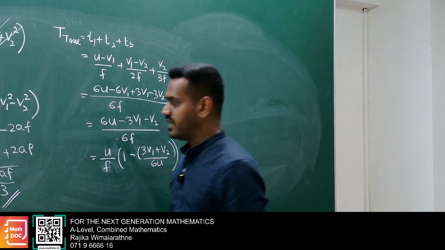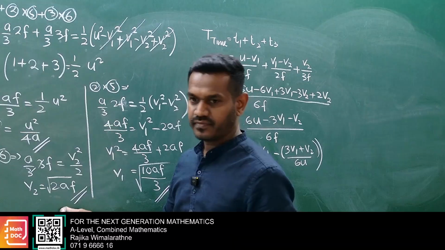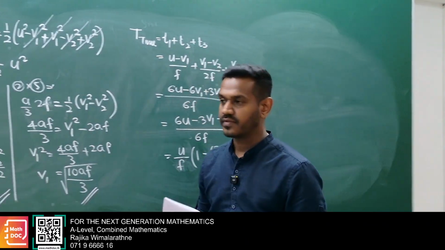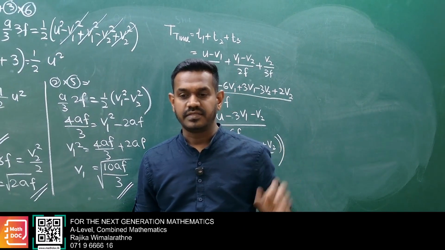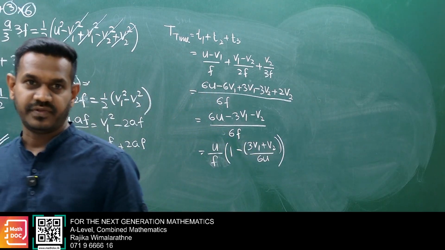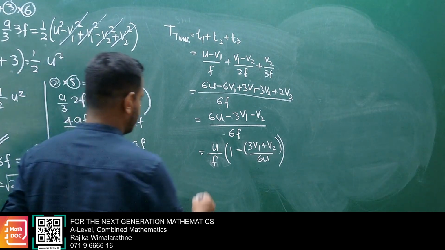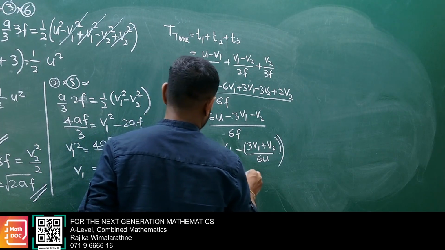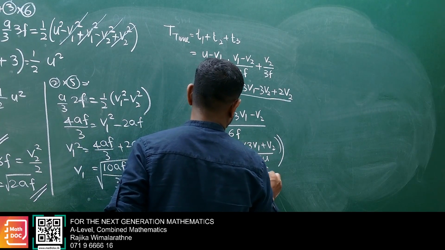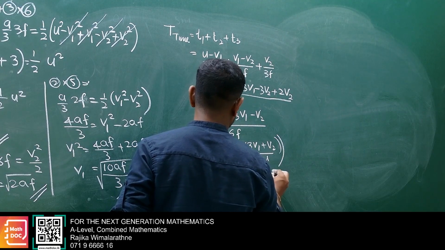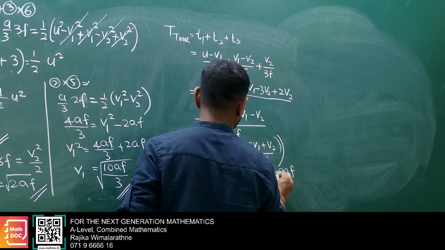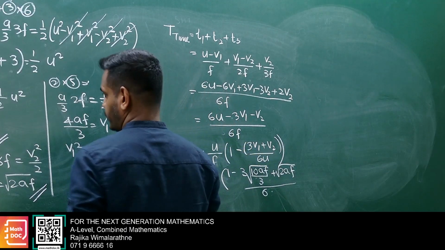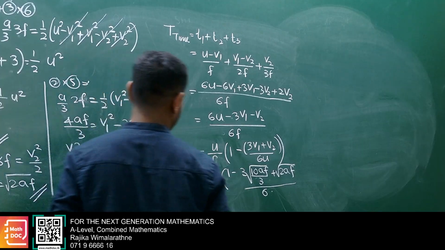Here is the relation now. Then we know V1 and V2, so substitute them and simplify. Okay, continue now. Here simplification is the most important one. U divided by F, 3V1 is root of 10AF over 3, V2 is root of 2AF, over 6U. U equals root of 4AF.